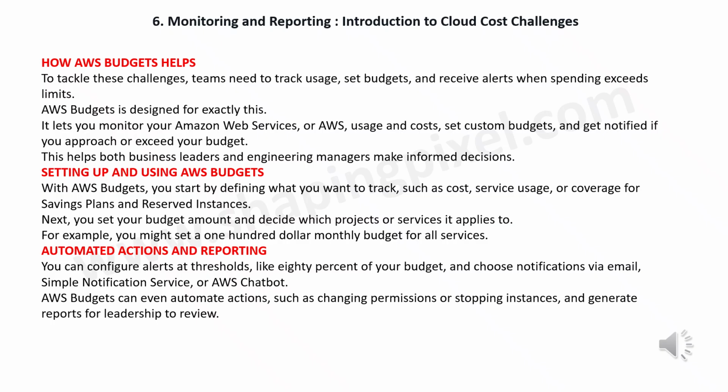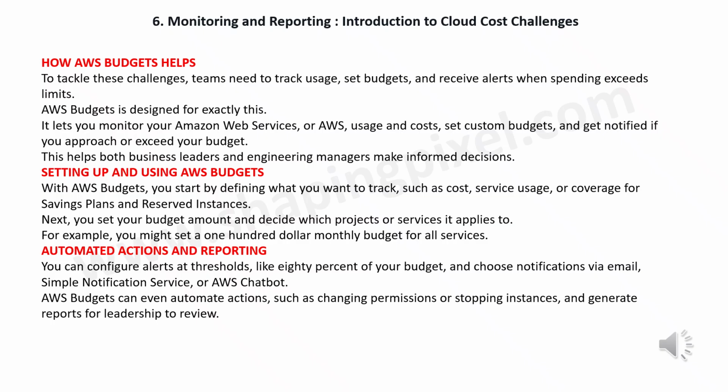AWS Budgets is designed for exactly this. It lets you monitor your Amazon Web Services, or AWS, usage and costs, set custom budgets, and get notified if you approach or exceed your budget. This helps both business leaders and engineering managers make informed decisions. With AWS Budgets, you start by defining what you want to track, such as cost, service usage, or coverage for savings plans and reserved instances. Next, you set your budget amount and decide which projects or services it applies to.